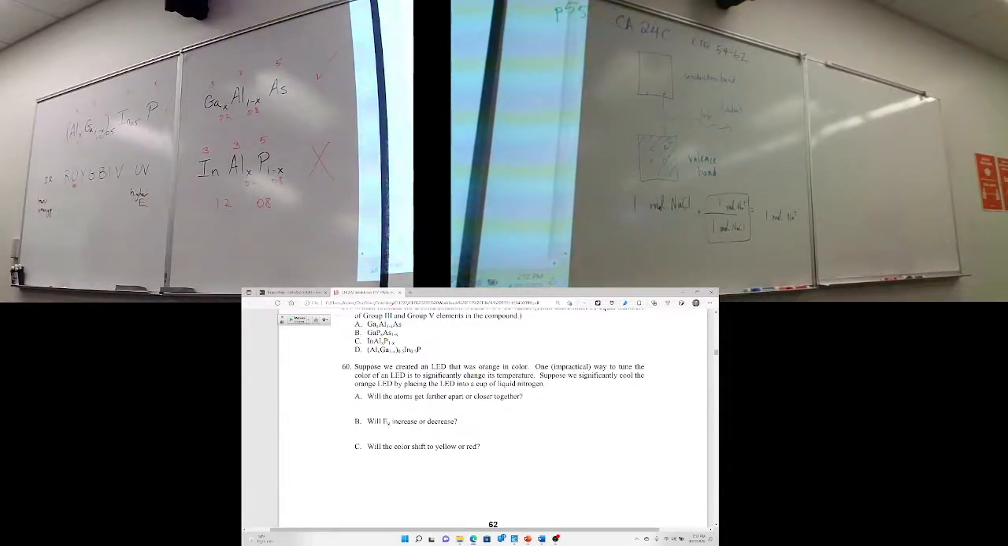It depends on how much the crystal shrinks. So yeah, you'll sit there and it'll be red or orange, and it'll slowly go through all the different colors as it cools down. It's pretty neat.